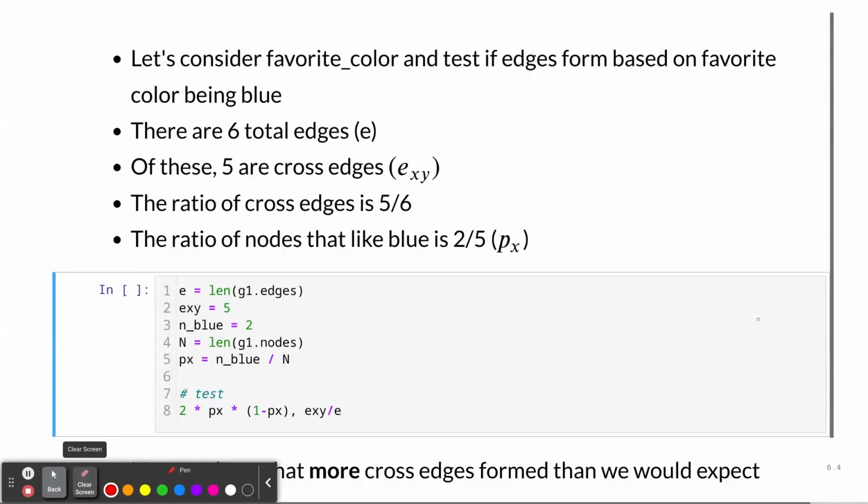So let's look at the favorite color column, and let's consider whether or not edges are likely to form between people based on their favorite color being blue. There's a total of 6 edges. This is E. Of those 6, 5 are going to be cross characteristic, meaning 5 of the 6 edges are between people with different favorite colors. So the ratio of cross edges is 5/6. The ratio of blue nodes is 2/5.